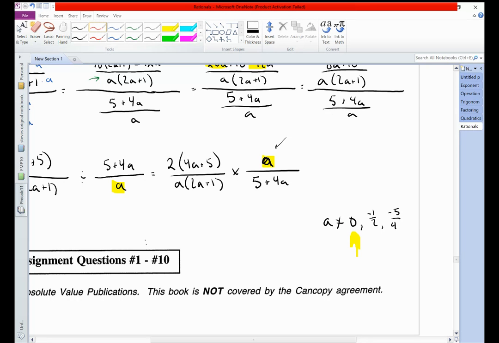Now we can get onto our cancellation. A over a cancels. 4a plus 5 and 5 plus 4a are the same, so those are going to cancel. And what we're left with is 2 over 2a plus 1. And that's it.